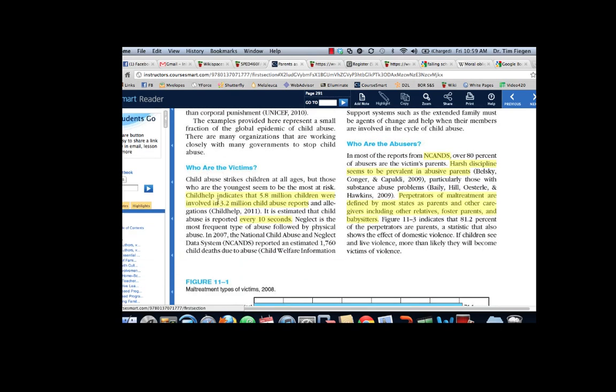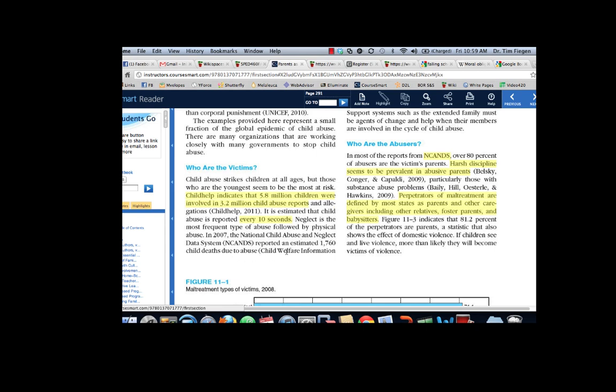So who are these victims? Well, Child Help indicates that 5.8 million children were involved in 3.2 million child abuse reports. And who are they? They are the agency that gives you a clearinghouse to report this. It is estimated that child abuse is reported every 10 seconds. And that seems high to me. I guess I live in a pretty insulated world. Neglect is the most frequent type, followed by physical abuse. Okay.